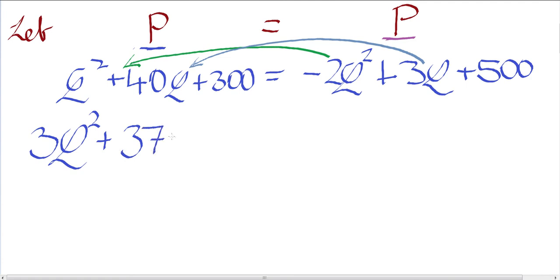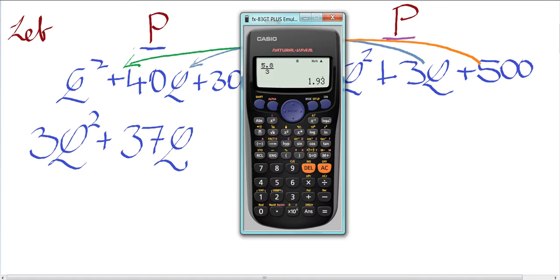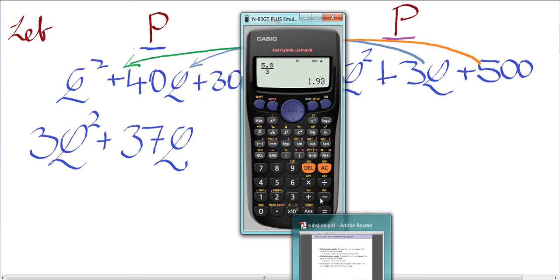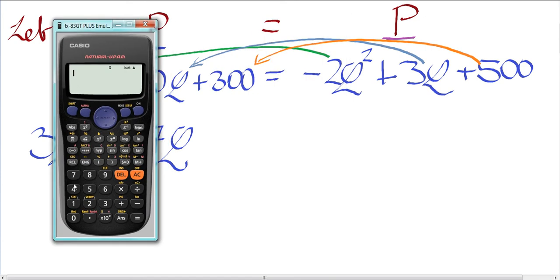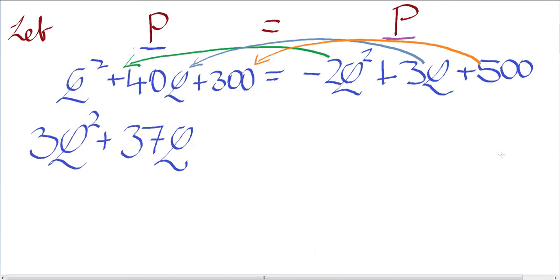If you're stuck in them kind of sums, just use the calculator. And then the plus 500 comes over to become minus 500, so I'll have 300 minus 500. Again, if you're stuck, just double check in the calculator. 300 minus 500, and I'll get minus 200. So minus 200, and that all equals 0.